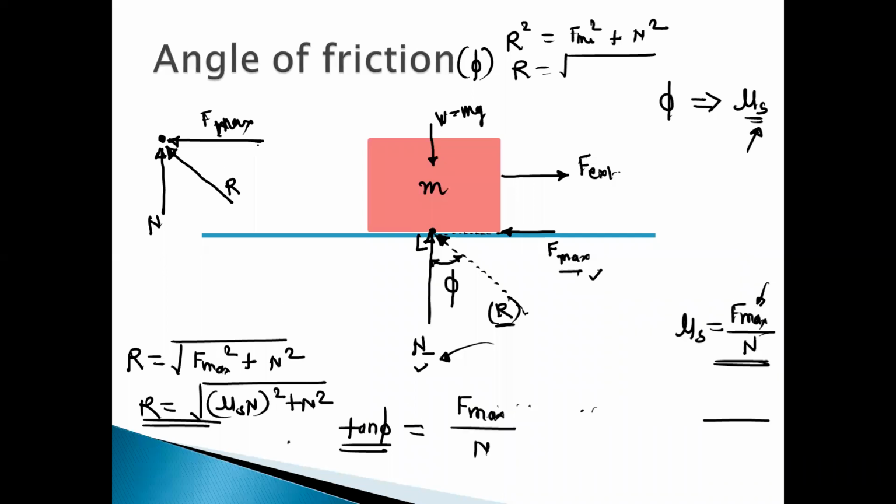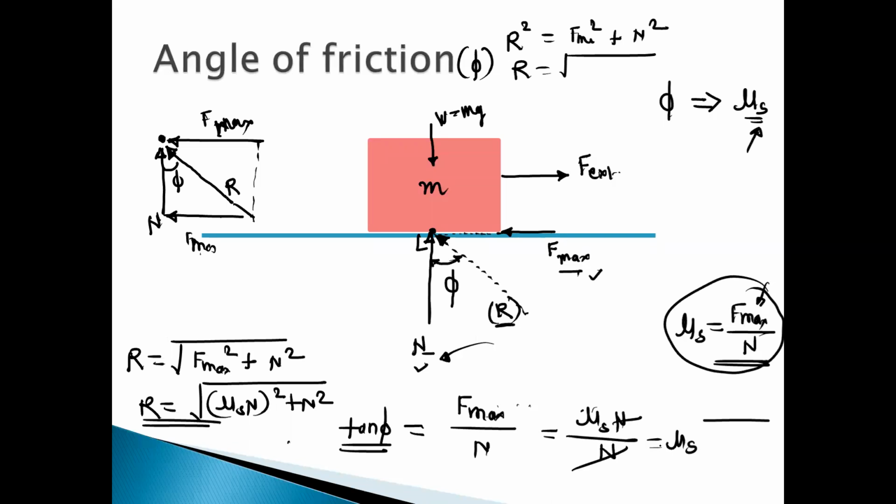Just observe this diagram. If I construct the rectangle, this F max we can represent it here. So this will be the F max value and this is the phi value. So tan phi will be F max, that is opposite side, upon the adjacent side. So adjacent is normal reaction. So we can write this formula, put the value of F max, F max is equal to mu s into N, upon the normal reaction. So remaining value is mu s. So your coefficient of static friction is equal to tan phi. So this is the relation between the coefficient of static friction and the angle of friction.